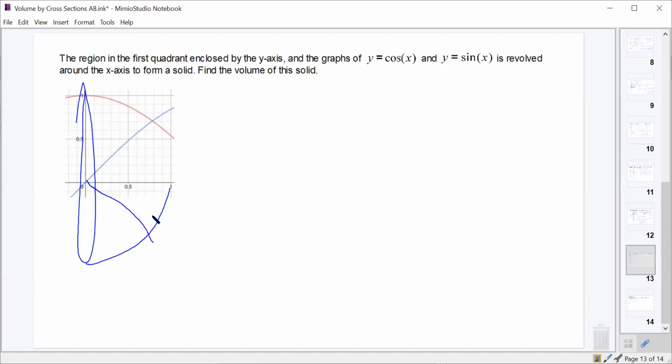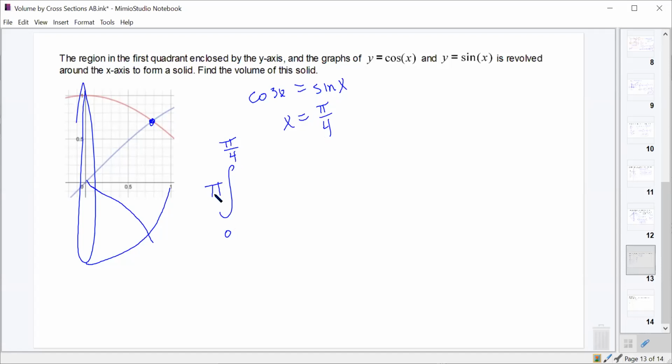Do we have to break it up to where they intersect? Okay, we need to figure out where they intersect. So where do they intersect? At pi over 4. So that's the end of our region, right? So our integral will be from 0 to pi over 4. We need a pi out in front, and we need the radius squared: the outer radius squared minus the inner radius squared.